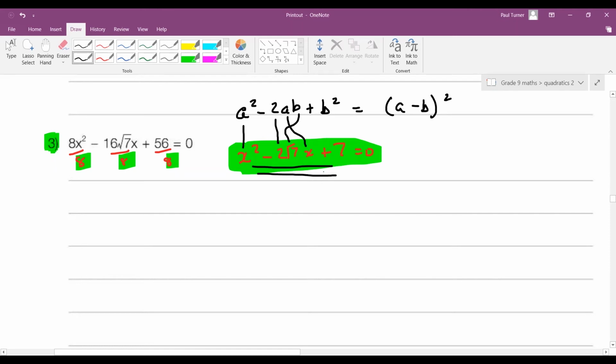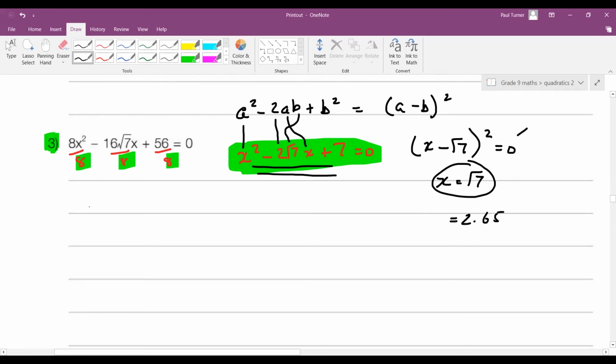You can complete the square, but you'll still get the same answer. You can write that as x minus root 7 squared equals 0. So x must be root 7 to get 0 here. So x equals root 7. That would be the quickest way to do it, which is your 2.65.